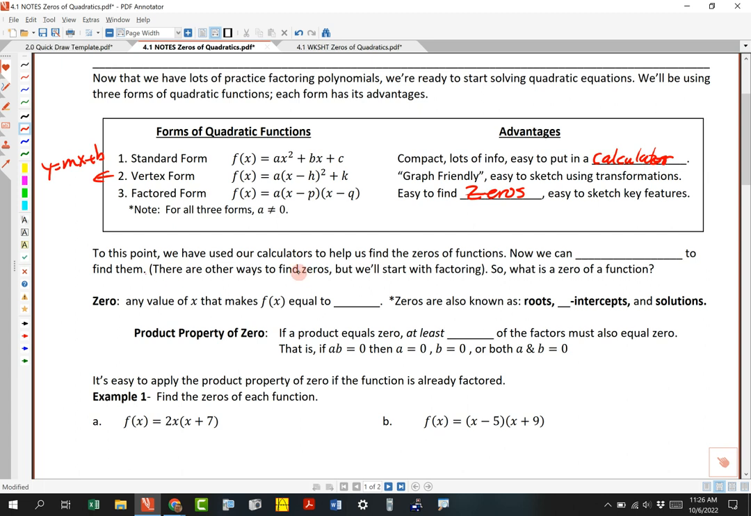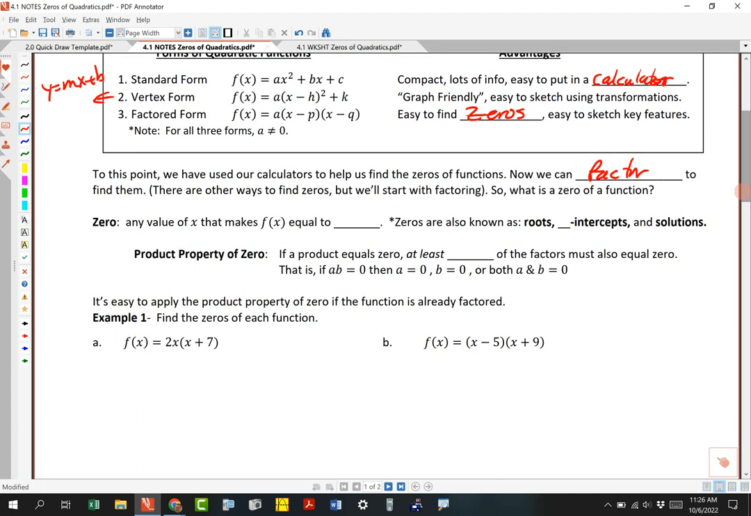So to this point, when we found zeros, we've used a calculator to find those. Now what we can do is use our factoring skills. We're going to factor to find the zeros. There are other ways that we can find zeros, but we're going to start with factoring. So the big question is, let's make sure we all know what a zero of a function is. And this isn't just true about quadratic functions. This is true about any function.